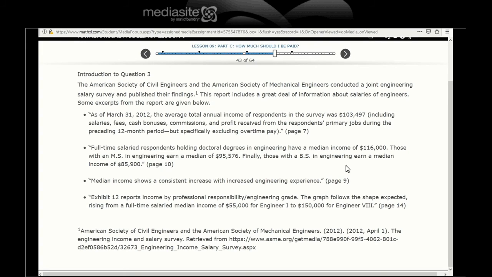All right. Exhibit 12 reports income by professional responsibilities in engineering grade. Graphs follow the shape expected, rising from a full-time salary median of $55,000 for engineer 1 to $150,000 for engineer 4. So, basically, the more experience, the more responsibility you can take on, the more money you make. Okay, that's all nice. Intro, question 3.